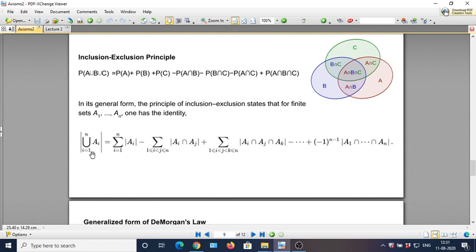That is, the union of i varying from 1 to n of Ai, the cardinality of this set, is nothing but sigma i varying from 1 to n cardinality of Ai, minus the intersections of the sets taken 2 at a time, plus taken 3 at a time, and so on. So instead of this cardinality, we can put probability measures and we will get the corresponding theorem.